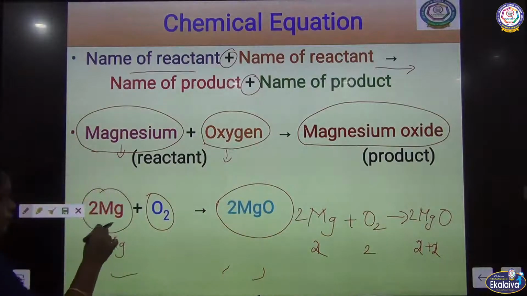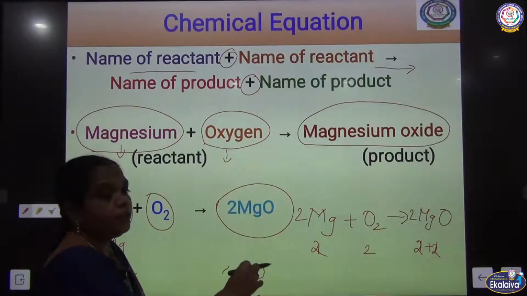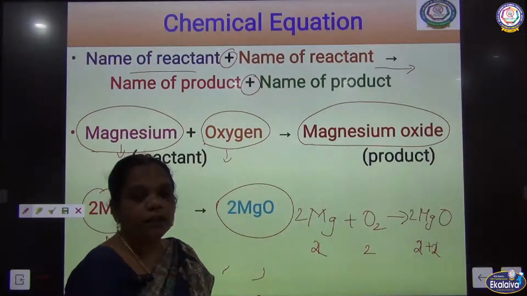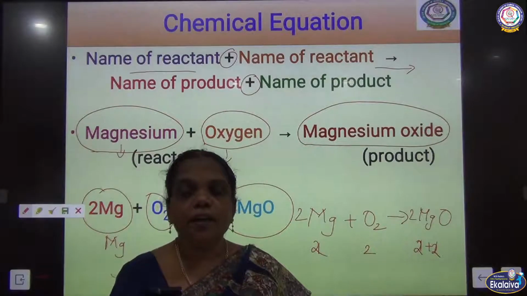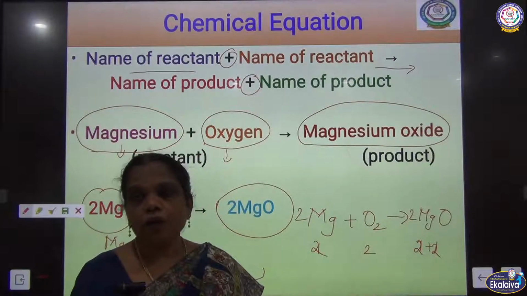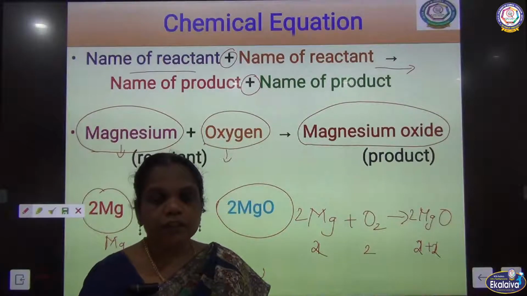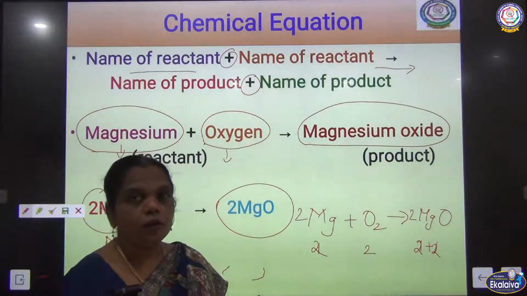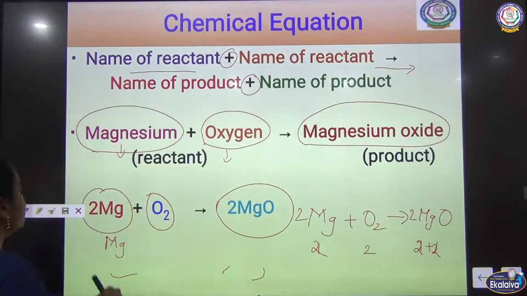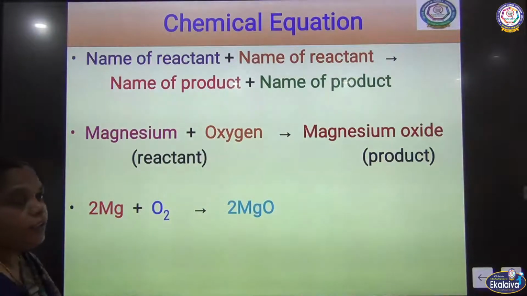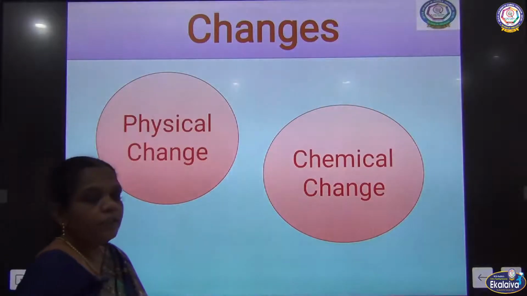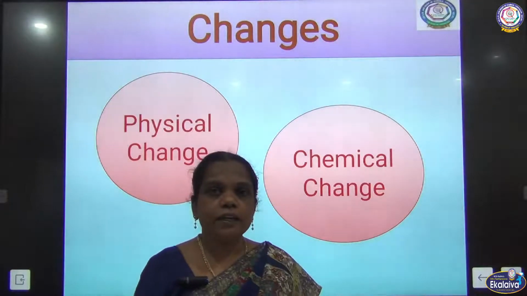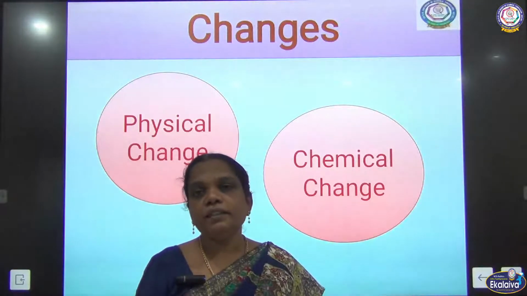So you can see this is one of the representations of the chemical equation. The chemical equation is nothing but the representation of the chemical reaction. The process in which some substances undergo change to form a new substance is called what? Chemical reaction. So next we are going to learn about changes. What are the changes around us? There are many changes around us. Can you say? There are many changes around us.